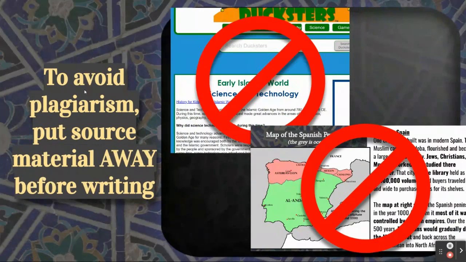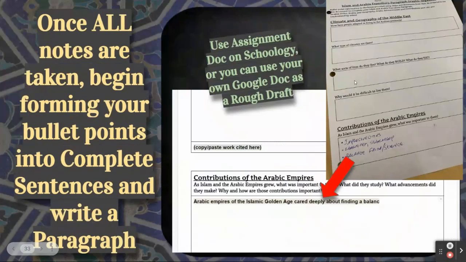Now, when you begin writing your paragraph, to avoid plagiarism, make sure that you're not looking at the original slideshows. You're not looking at an original website where you got some information. You're only bringing up your bullet point notes, these here. And then you're going to take these and form them into complete sentences. That way, there's no way that you can commit plagiarism.